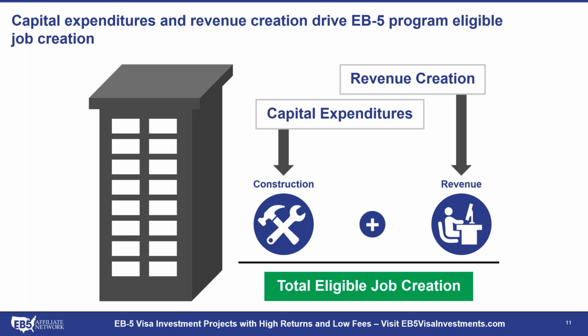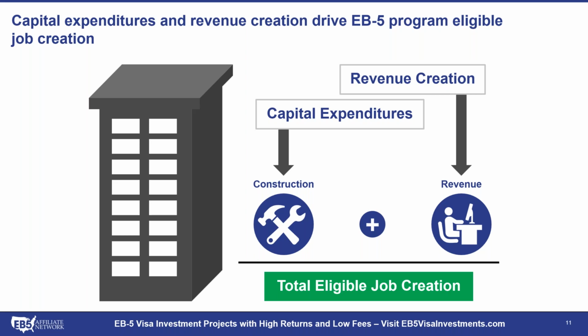An example of a project that is only going to create construction cost would be a single family home community where you're buying land, building homes, and then you're just selling the homes. And there is no ongoing operational revenue, there's just selling homes, which is just sales revenue, which isn't operational. So the combination of those two categories, construction and revenue, determine how much EB5 eligible job creation there is in a particular project. And it's really simple math to derive the numbers, which we're going to get into on the next slide.